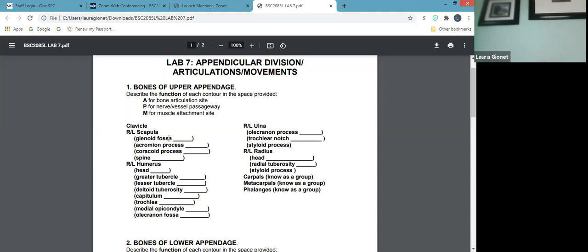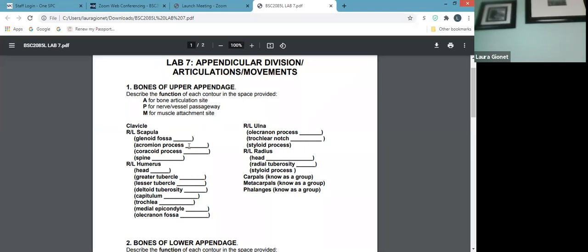So we have the first one, the glenoid fossa. So that's an indented region, kind of like where a cup and saucer would sit. So the saucer part is indented, kind of concave. That functions as an articulation. It's nice and smooth. The head of the humerus sits in there.